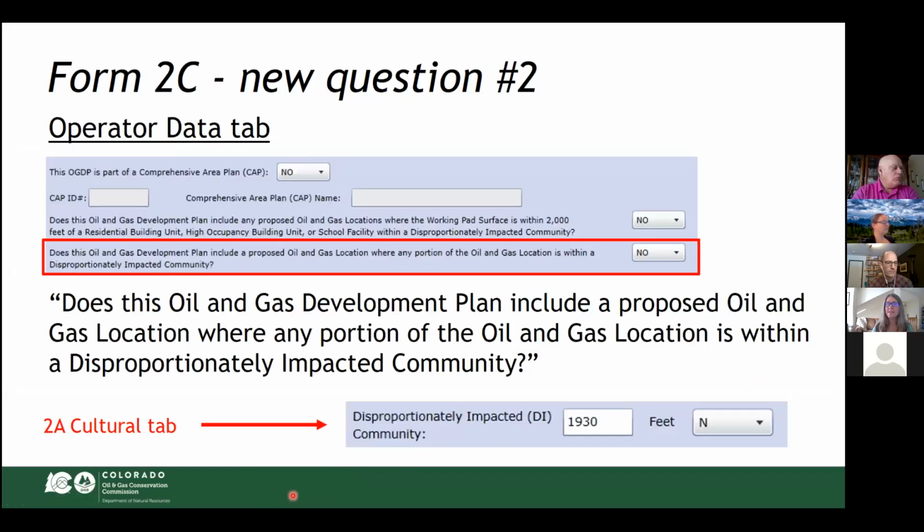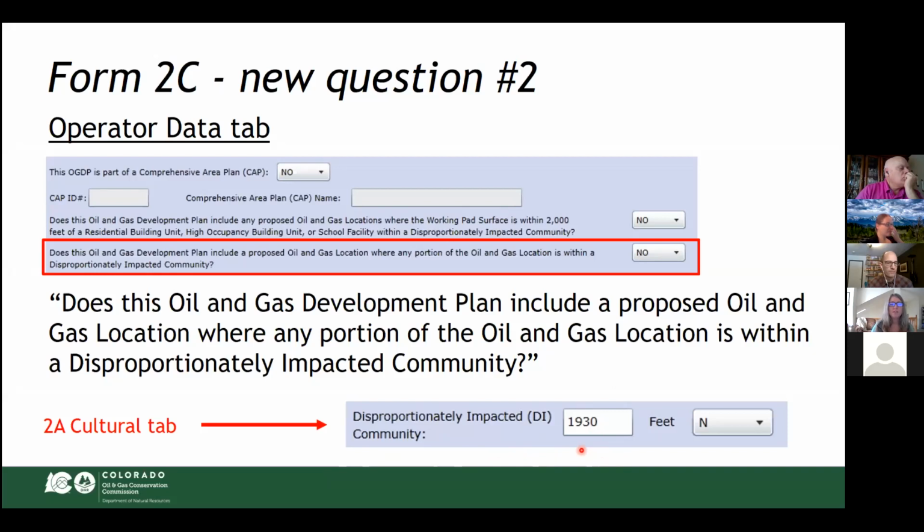So what does that look like on the Form 2C? The second question is located just underneath the first question, and the language is, does this oil and gas development plan include a proposed oil and gas location where any portion of the oil and gas location is within a disproportionately impacted community? This is another answer that's just going to be a simple yes or no drop down. And then how you get that answer, again, is going back to your Form 2As on the Cultural tab and looking for the data field where you entered the distance to the nearest disproportionately impacted community.